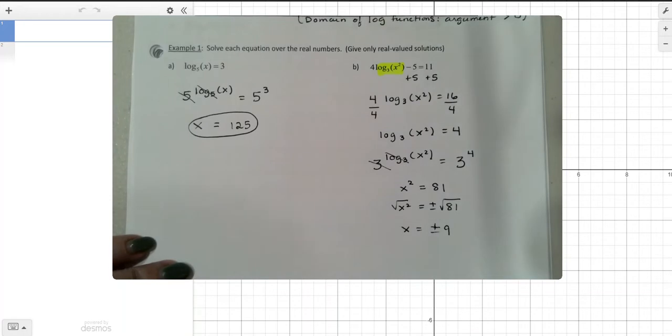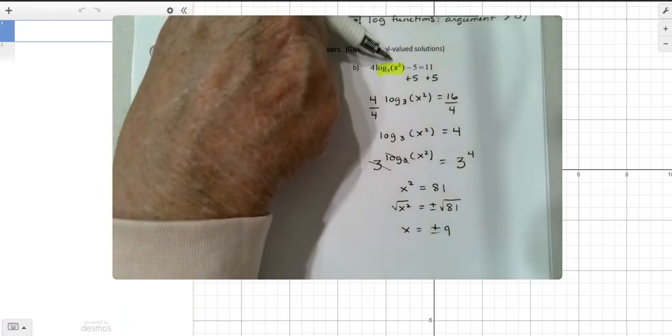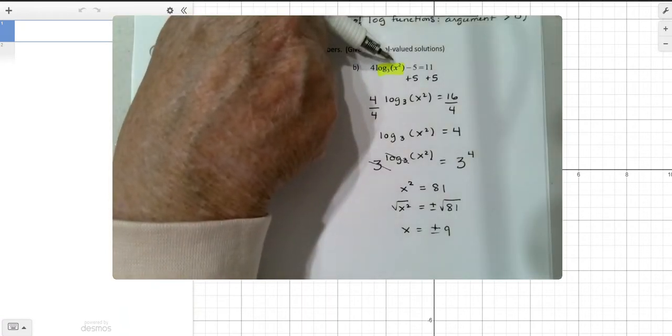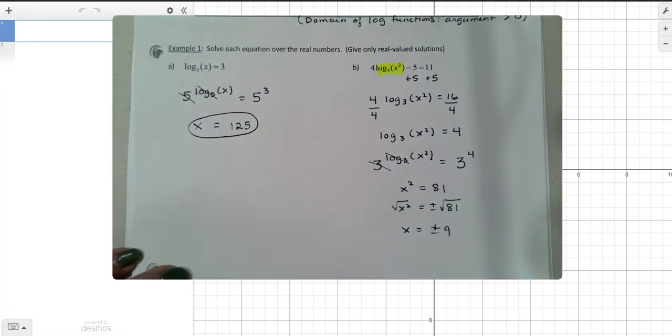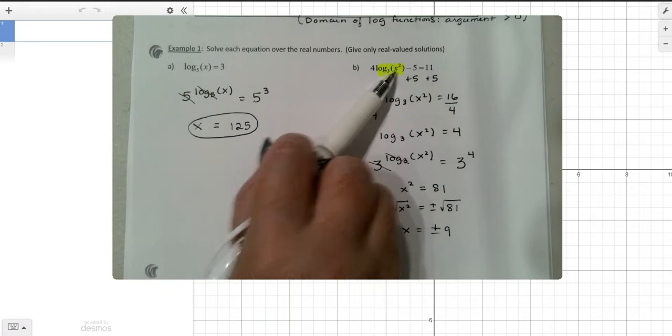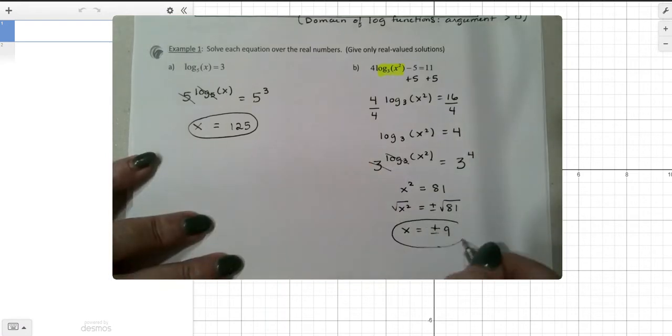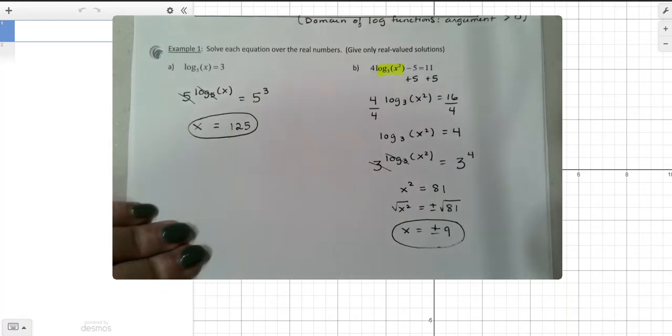Now I always have to check, are these both valid? In this case, notice that in the original equation, I had x squared in the argument. So it really doesn't matter if it's a positive 9 or a negative 9. When I square it, it's going to give me an 81 in here, and 81 is certainly within the domain of the log function. So these are both good answers. Not every negative number doesn't work, you just want to be cautious of them.